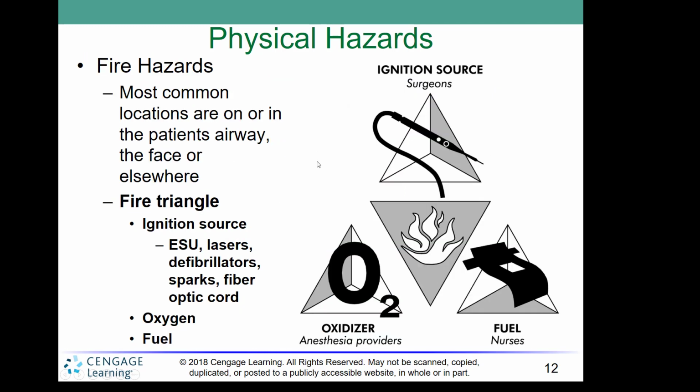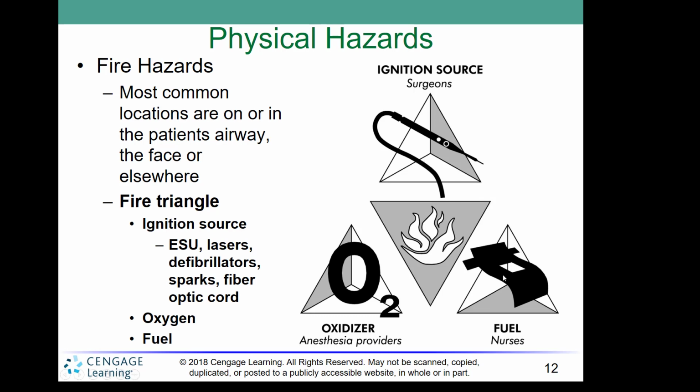So fire hazards, another physical hazard would be fire. In fire hazards, what you have to have for fire is this fire triangle. There's 3 components that have to exist in order for a fire to occur. You have to have ignition, fuel, and oxygen. Your ignition is going to be anything from your bovie, your ESU, your lasers, defibrillators. Sparks from static electricity will cause a spark. The fiber optic cord in a laparoscopic procedure gets extremely hot. These are all ignition sources.